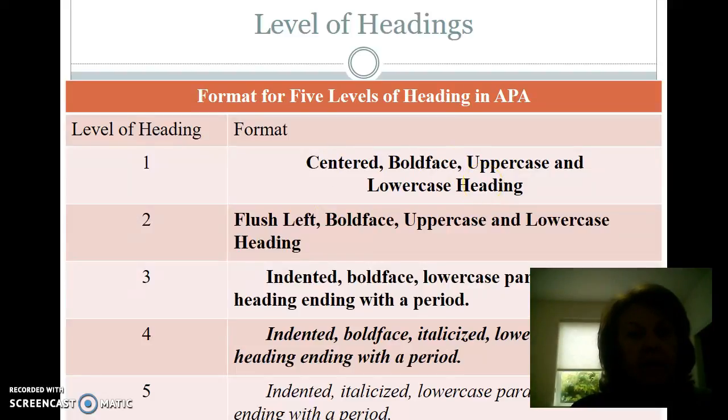in the heading. Often I see students bolding the title of their paper, and please don't do that because it's not a heading and it should not be bolded, but indeed the title of your paper should be centered. It should use upper and lowercase letters, but it should not be bolded.